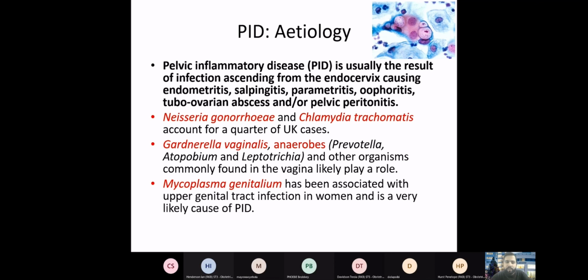By far, the most common pathogens involved in the pathogenesis are Neisseria gonorrhoeae and Chlamydia trachomatis, accounting for about a quarter of cases in the UK. Apart from it, Gardnerella vaginalis, anaerobes, and other organisms found in the vagina likely can play a role. Mycoplasma genitalium is another organism which has been associated with the upper female genital tract and is very likely a cause of PID as well.